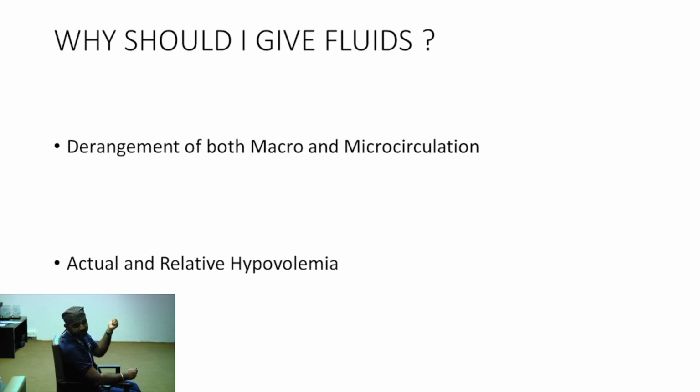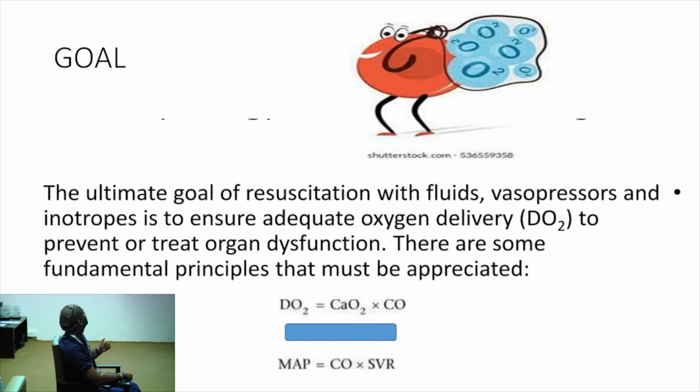Macrocirculation and microcirculation. Microcirculation should not be forgotten. It also helps in microcirculatory recruitment. That's why we give fluids. But what is the basis of giving fluid? It is not to increase the blood pressure. It is to give oxygen to the tissues. The main basis is oxygen delivery to the tissues.